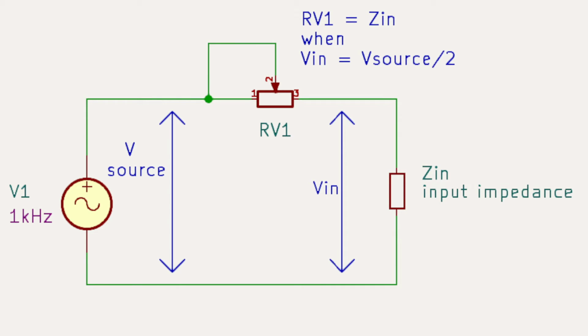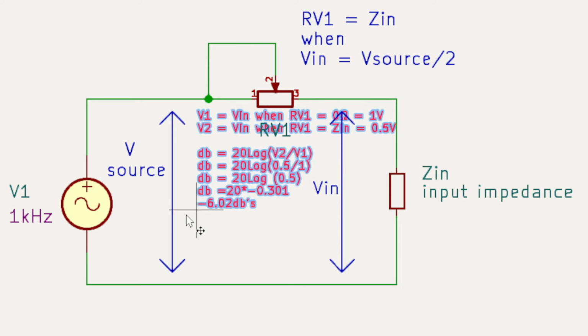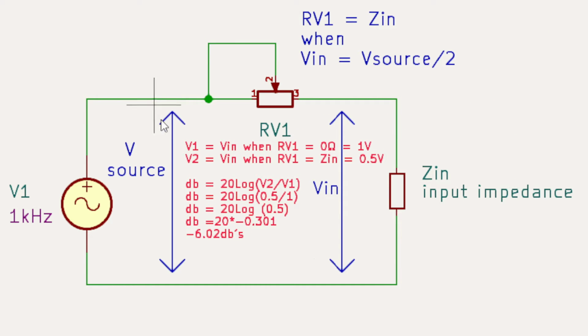And just to clutter up the diagram, I'll just bring in the calculations for the dBs. V1 equals V in when RV1 equals 0 ohms, and so equals 1 volt. V2 equals V in when RV1 equals Z in, the input impedance, so it's dropped by half, so it's 0.5 of a volt. And then of course it's just 20 log 10 V1 divided by V2, and you calculate it out and it comes out at -6.02 dBs. So if you're measuring it with a meter that shows dBs, you adjust that until it reads -6. So a little bit more information for you.